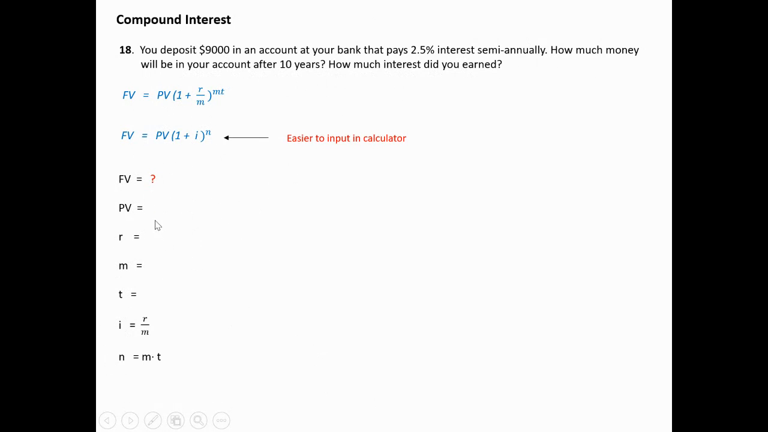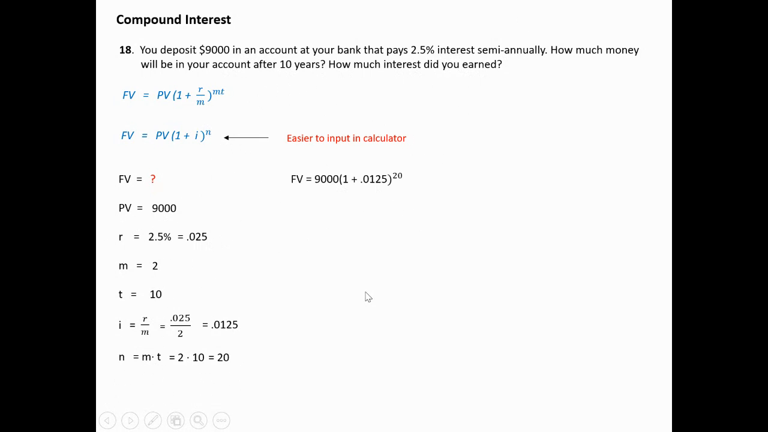So the PV is the amount that you enter into the account right now, which is 9,000. The R is always the one with a percent symbol, which would be 2.5%. Converted to a decimal, it'll be 0.025. It says compounded semi-annually, which means 2, so my M is equal to 2. And the T is in years, so T equals 10. And the I will be R divided by M, which gives us 0.0125. And the N is M times T, which is 2 times 10, which is 20.